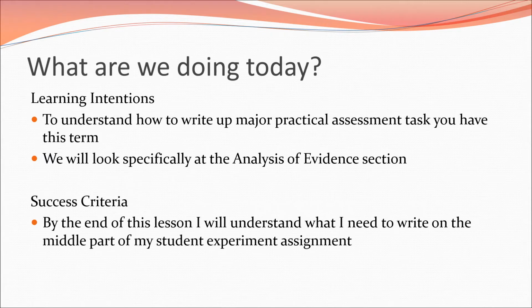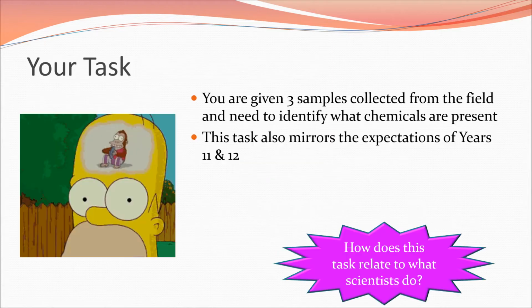So today we're specifically looking at writing up our practical assignment, our report, looking at the analysis of evidence section. This is like your results and what your results actually mean. So by the end of this, we should understand what we've got to write on this middle part of our assignment. As I said before, you've got 3 unknown samples given from a range of other samples that we've told you it comes from. You've got to identify them.